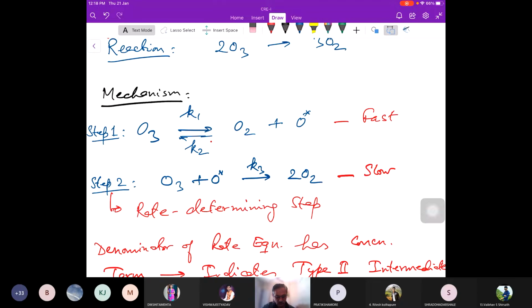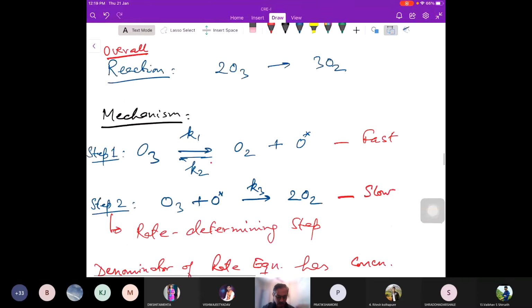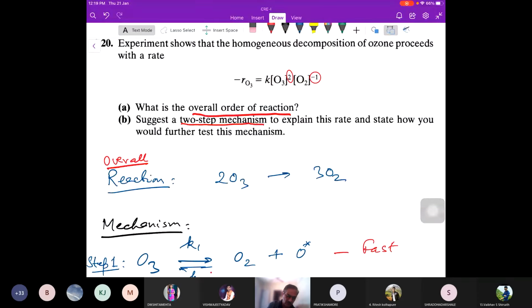And second step is O3 will react with intermediate to give oxygen. And we say that's a slow step. And slow step is always rate determining. बराबर? Now we observe in this case the rate equation है इसमें essentially it is concentration term, right? You can have the same thing as this one.